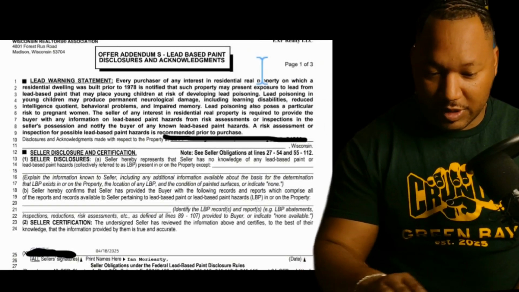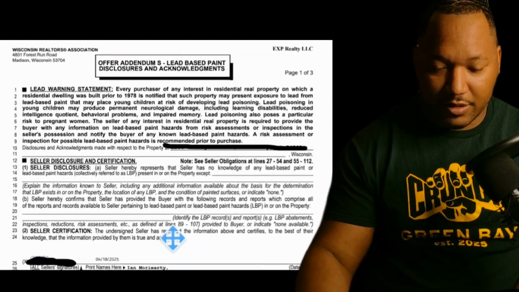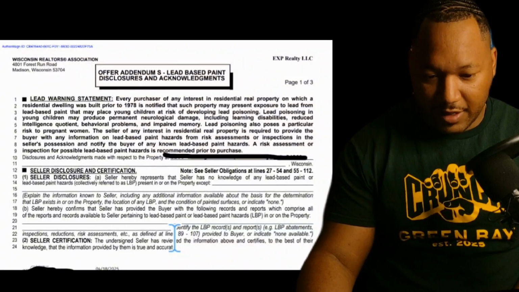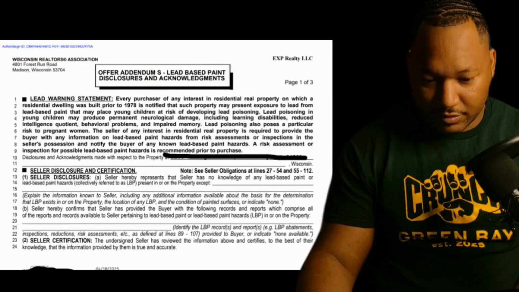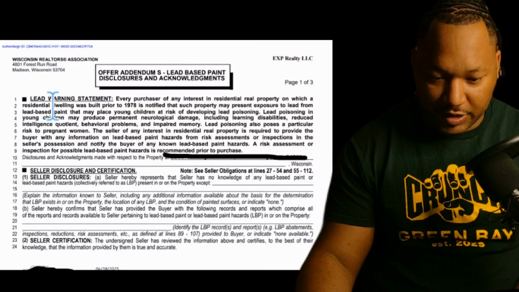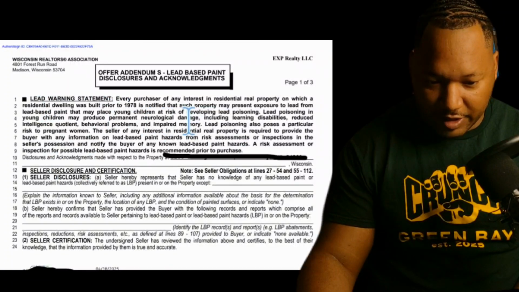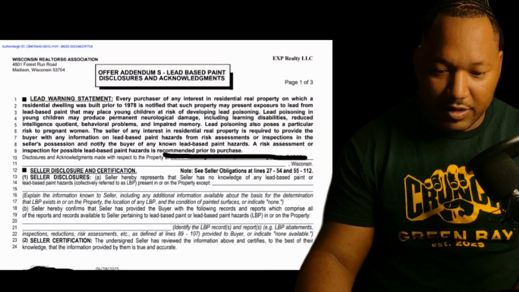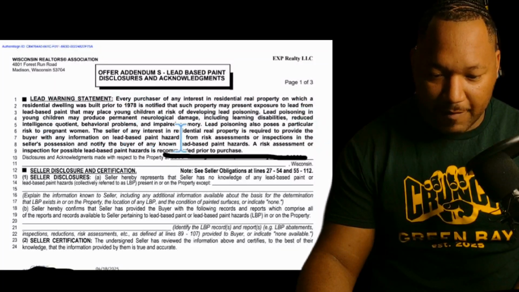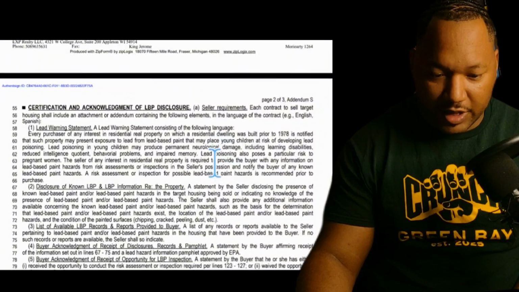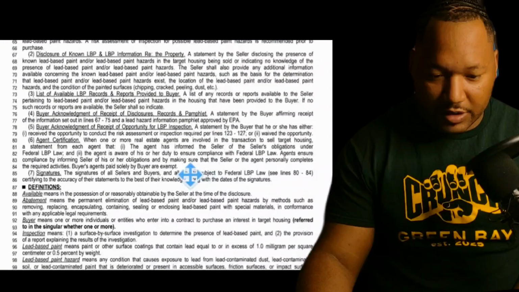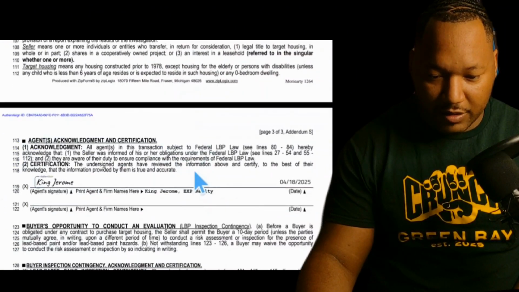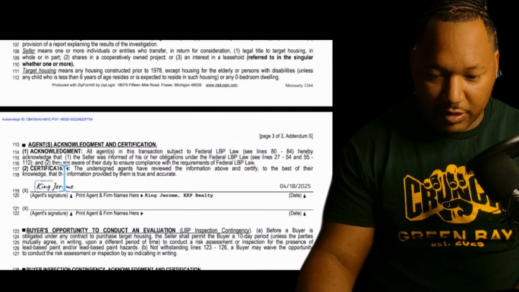So pretty much what this is also redacted here as well. This is pretty much the seller's section. See, and it tells you right here as well. Every purchaser of any interest in real estate property on which a residential dwelling was built prior to 1978 is notified that such property may present lead-based paint hazards, things like that. So it continues down, giving you definitions and what this whole thing is talking about. And here's my name and the brokerage I'm in.